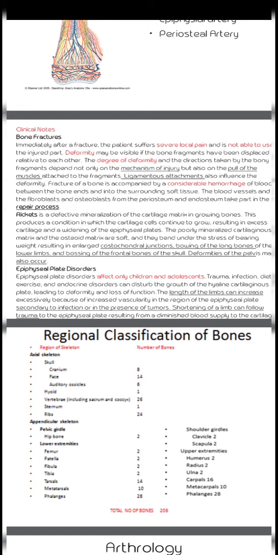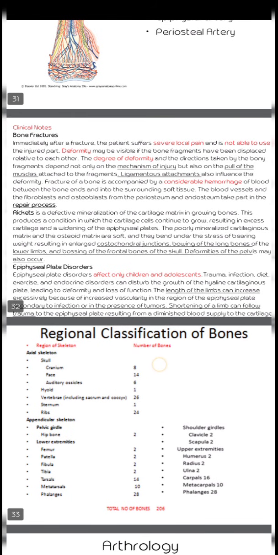Fracture of a bone is accompanied by considerable hemorrhage of blood between the bone ends into the surrounding soft tissue. The blood vessels, fibroblasts, osteoblasts from the periosteum and endosteum take part in the repair process. बच्चे बोन जो होती है उसमें बहुत एम्पल ब्लड सप्लाई मौजूद होती है, ब्लड वेसल्स बहुत ज़्यादा मौजूद होते हैं. Whenever there is a breakage in the structure of the bone, जब भी बोन टूटेगी ब्लड सप्लाईज वहाँ से मुतासिर होगी. जब भी ब्लड सप्लाई मुतासिर होगी, कैपिलरीज, आर्टरीज, वेन्स पंक्चर हो गई, तो वहाँ पे बहुत ज़्यादा ब्लीडिंग स्टार्ट हो जाएगी. Then inflammation will set in.